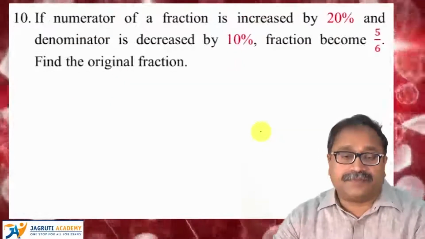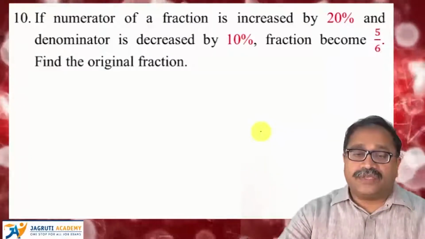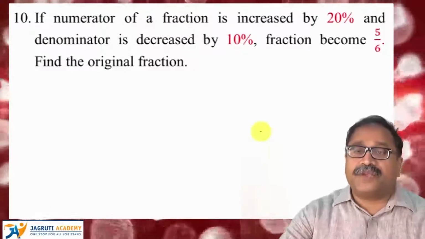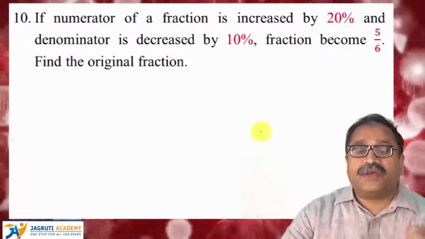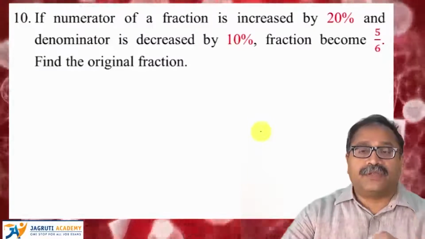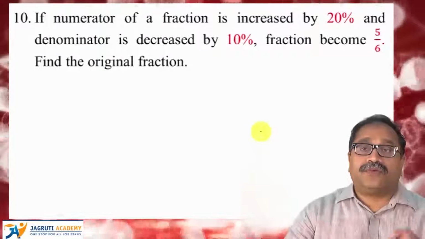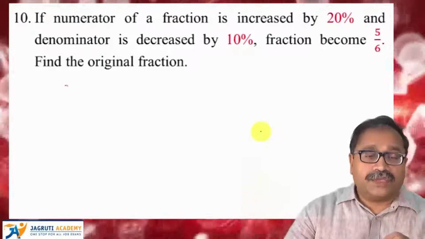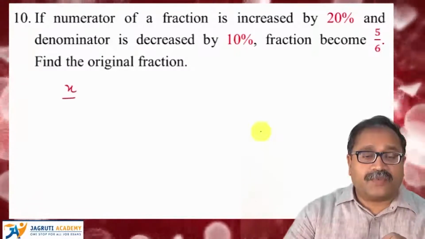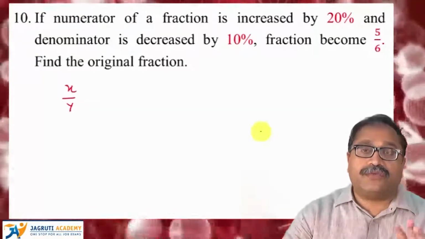Let's move on to the next. If the numerator of a fraction is increased by 20% and the denominator is decreased by 10%, the fraction becomes 5 by 6. Find the original fraction. In bank exams, you will definitely get this kind of question. I do not know what the original fraction is. What we do is take the original fraction as x by y, in which x is the numerator and y is the denominator.